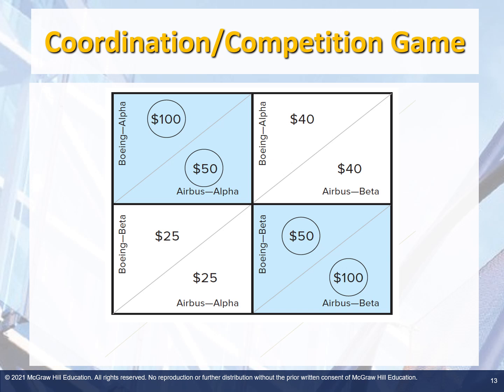Some other real-world examples include tech standard battles, Blu-ray versus HD DVD. Other examples might be social media platforms. Everyone benefits from being on the same platform, but platforms compete for which ones become dominant. And even simple things like which side of the road to drive on.